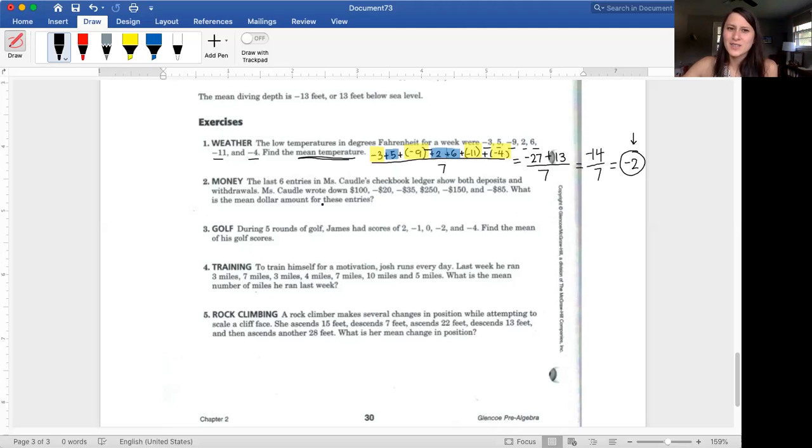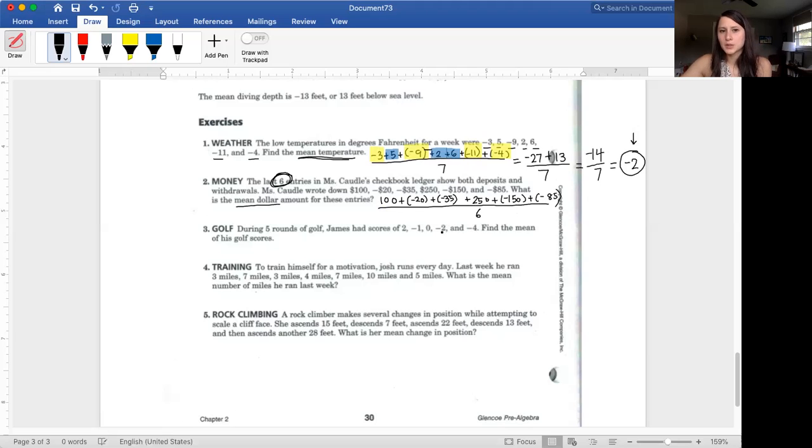So to find the mean dollar amount, that's the average, we need to add it all up and divide by the amount of entries there are. And there are, like it was told to us at the beginning, 6 entries. So we're going to divide by 6. So 100 plus -20 plus -35 plus 250 plus -150 plus -85. All that divided by 6.